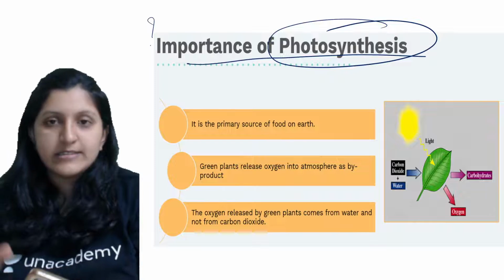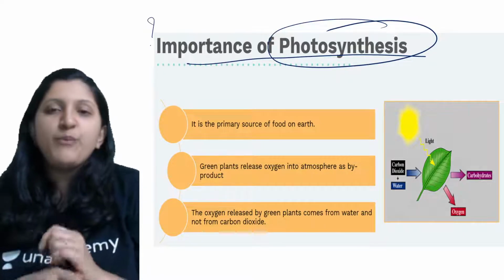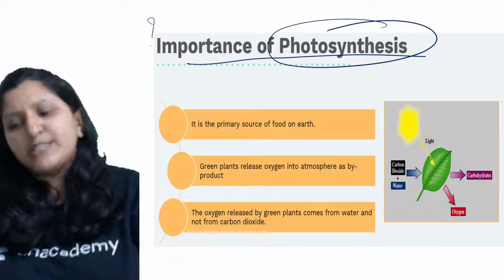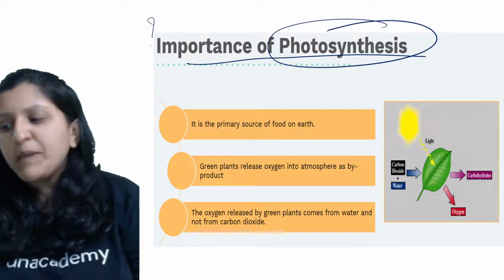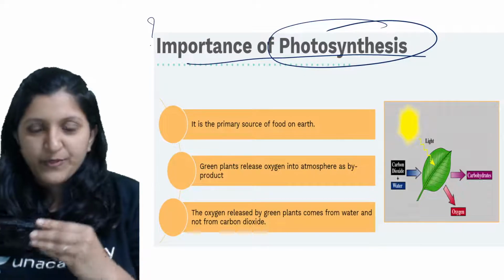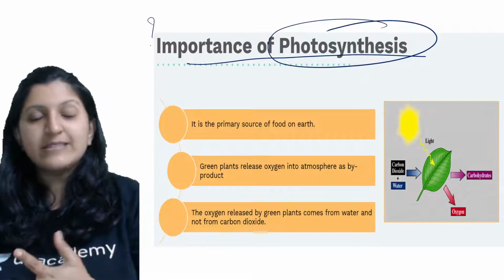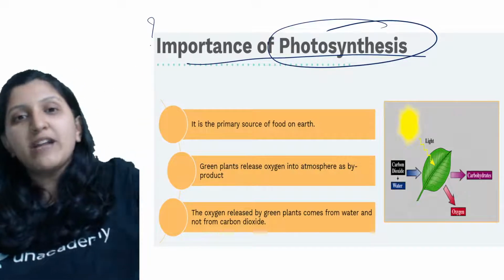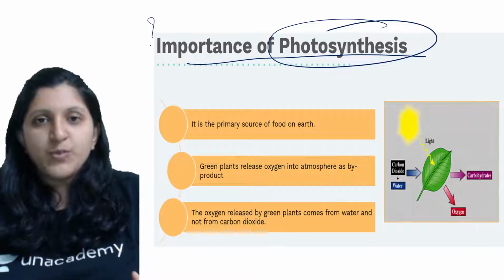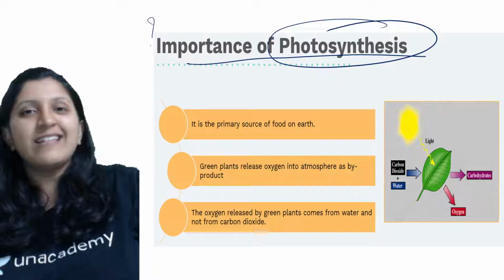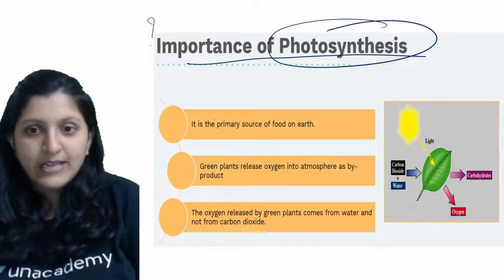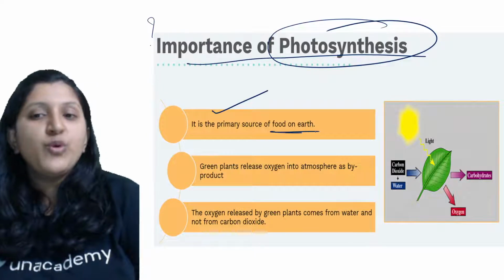So photosynthesis occurs because the plant is the primary producer. For all of us, be it vegetarian or non-vegetarian, whatever the source of food may be, ultimately we are all depending on plants for food. That's the reason we call it the primary producer, because we are consuming a plant, or let's say we are consuming an animal, which in turn depends on the plant itself. So the primary producer is a plant, which is the primary source of food on earth.